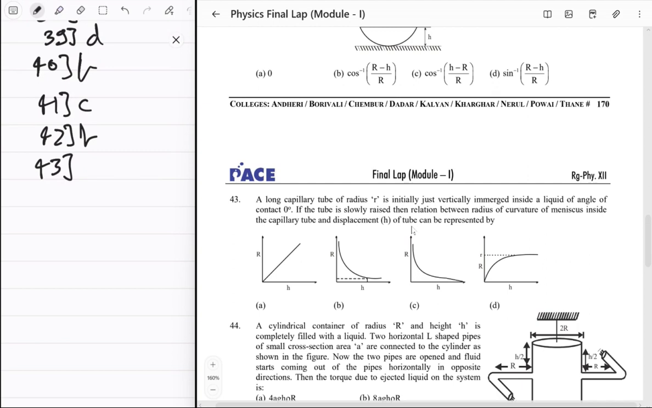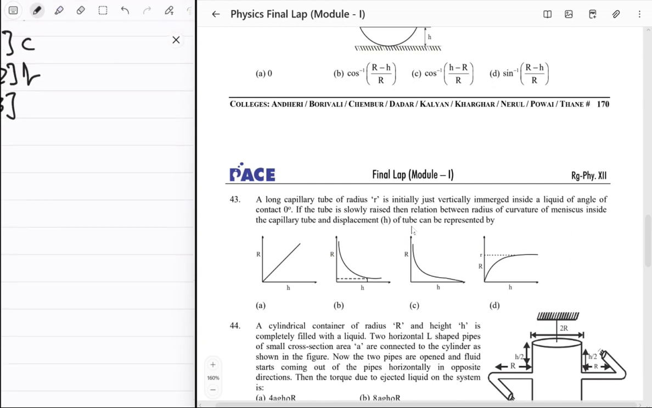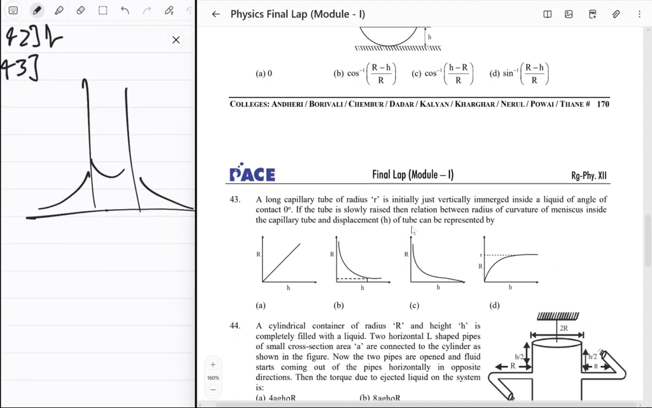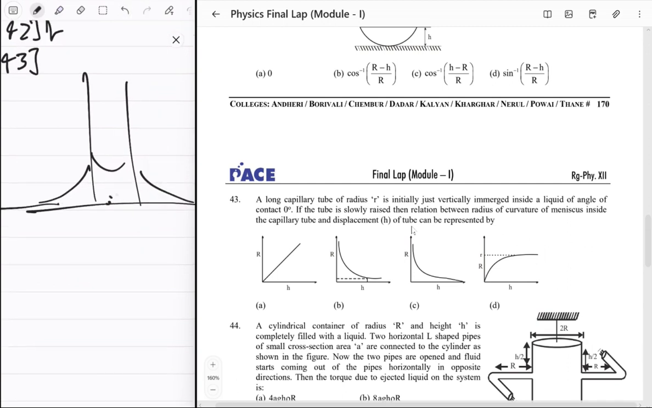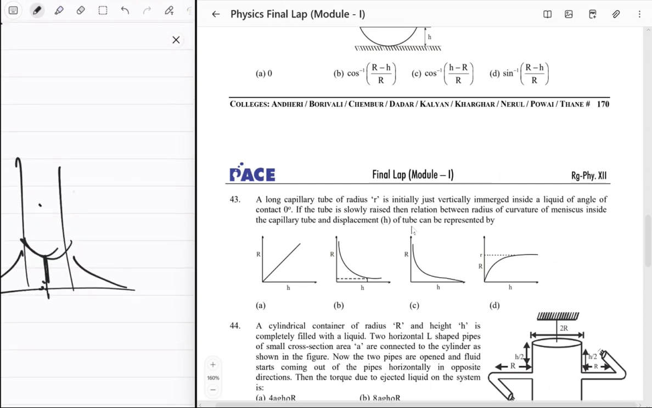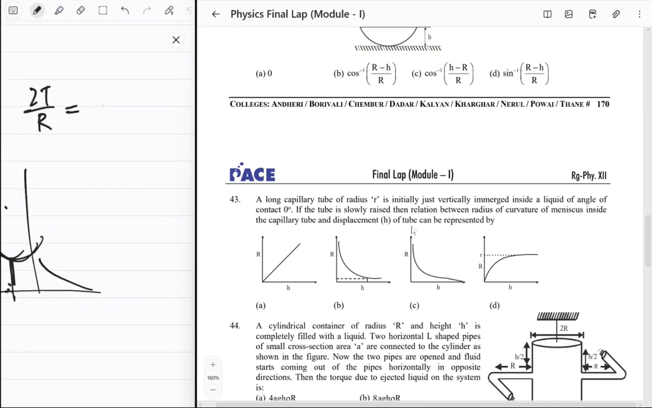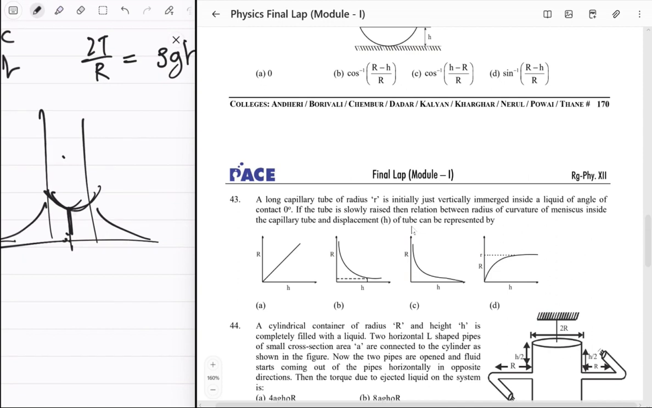So slowly, right? That's the main thing. Acceleration is 0. So it's like this, and here too, we don't care about that. This is where you get the atmospheric pressure, I guess. Very far away there will also be atmospheric pressure. So here is atmospheric pressure, and here it is less by rho gh. So we just want the radius of curvature. Of course, 2t upon capital R is going to be equal to rho gh, right? Where h is this height.